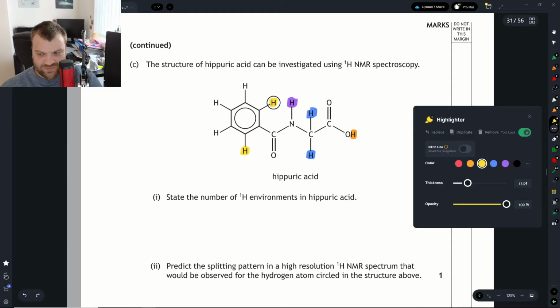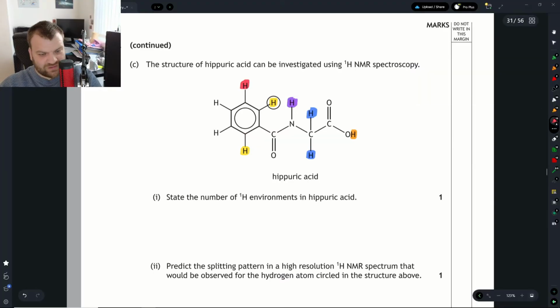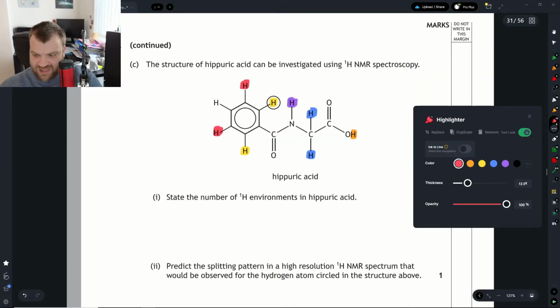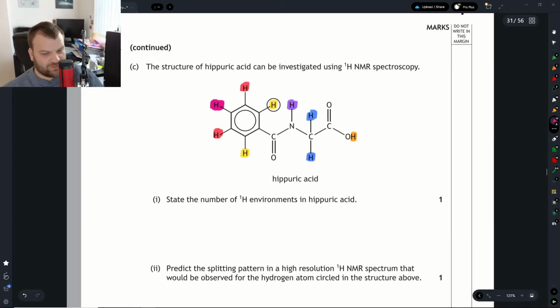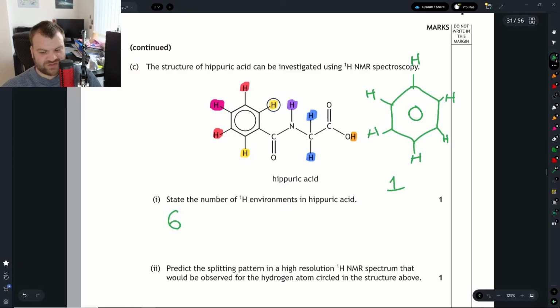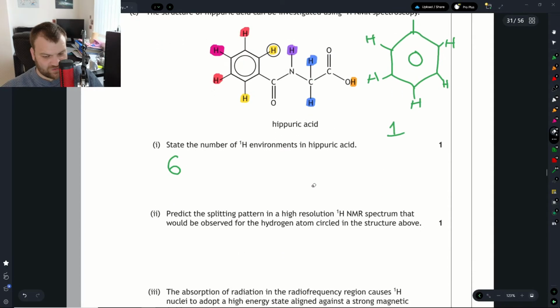The next two would be a different environment. That would be that one and that one. And then our sixth environment would be that hydrogen that is on the end of the molecule. That's 1, 2, 3, 4, 5, 6 different environments. The benzene ring ones are always quite tricky to get. If you just had a benzene ring, this would just be one environment. They're all the same. It makes a difference that it's connected to different chemicals. That does change up how many environments that we have.